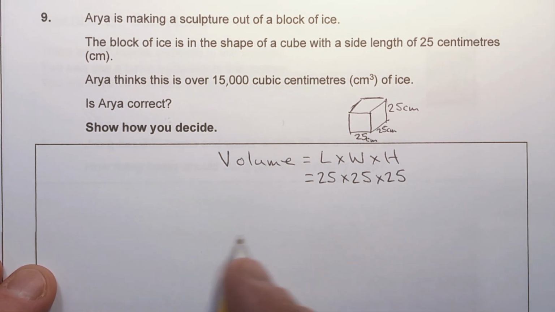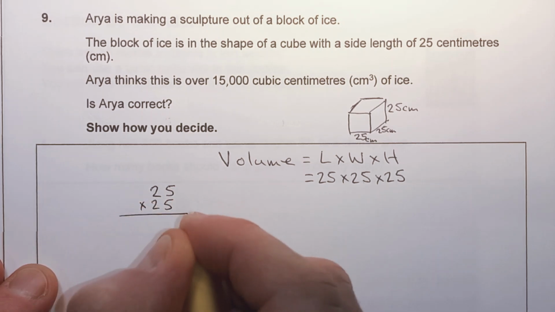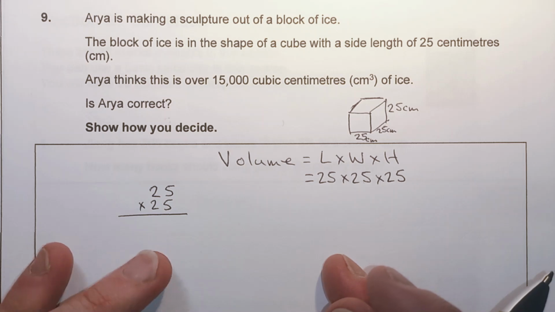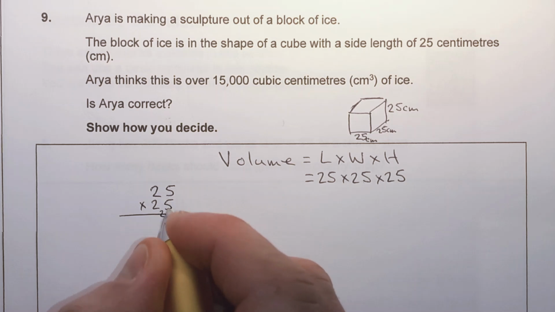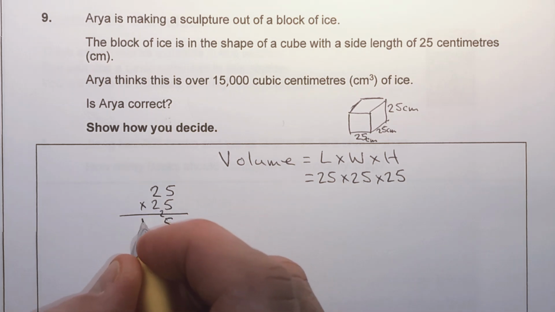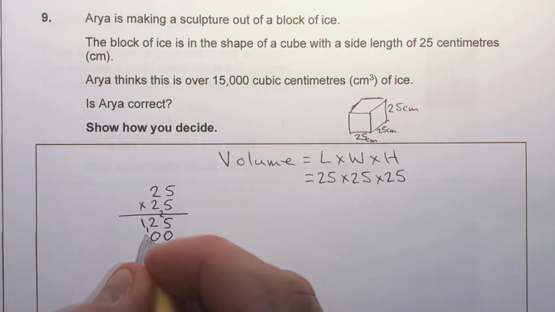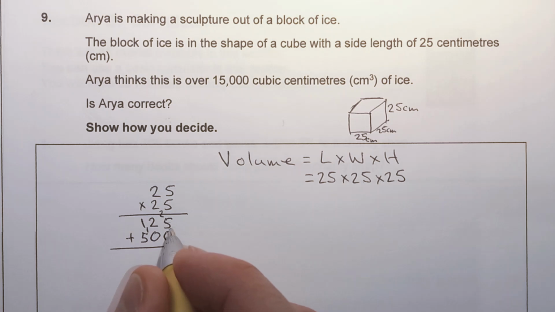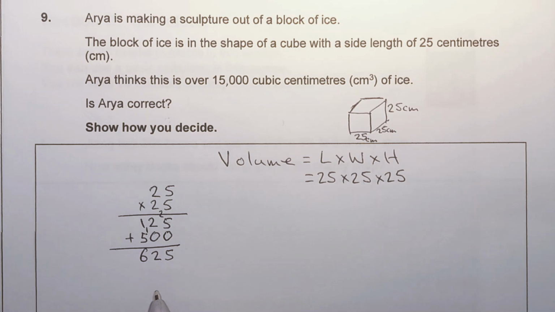So let's do this. Let's multiply 25 by 25 to start with. 5 times 5, 5, 10, 15, 20, 25. 5 carries a 2. And then 2 times 5 is 10. Add the 2 is 12. Now we move on to the 10, so we can put a 0 in the units. 2 times 5 is 10. 2 times 2 is 4. Plus the 1 is 5. Add these together. 5 plus 0 is 5. 2 plus 0 is 2. 1 plus 5 is 6. So we've got 25 times 25 is 625.